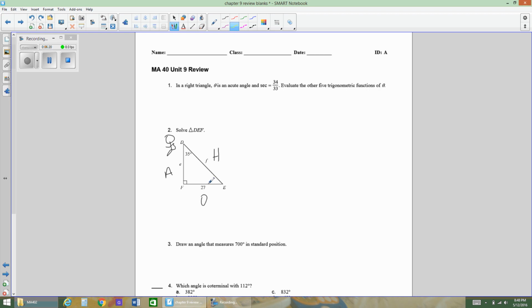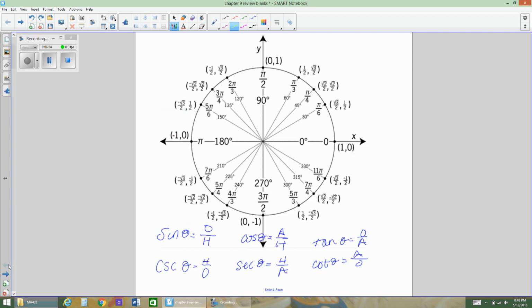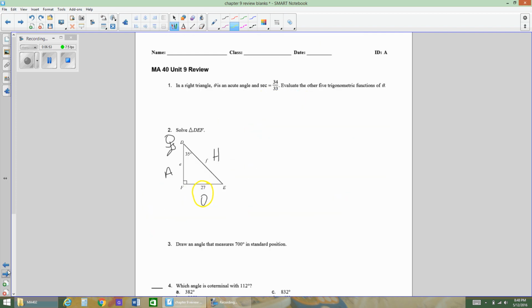Now, look at what they gave us. They gave us the opposite. And we want the E and the F, so we want the adjacent, we want the hypotenuse. So if you go back here to which ones use the opposite, sine uses opposite, tangent uses opposite, cosecant uses opposite, cotangent uses opposite. Well, I like just sticking to sine, cosine, and tangent, so those ones that use the O are what I'm going to use.